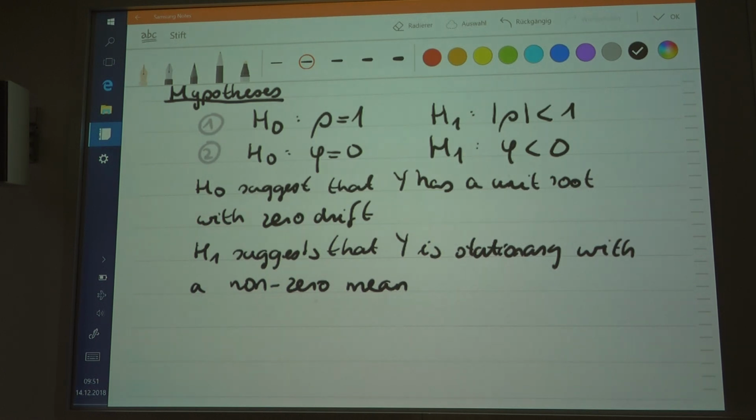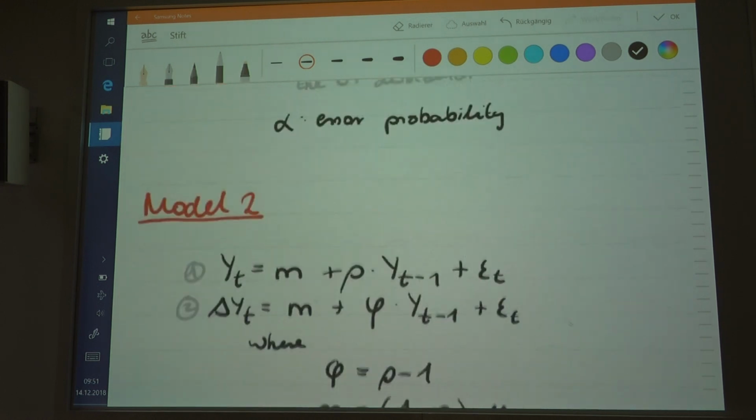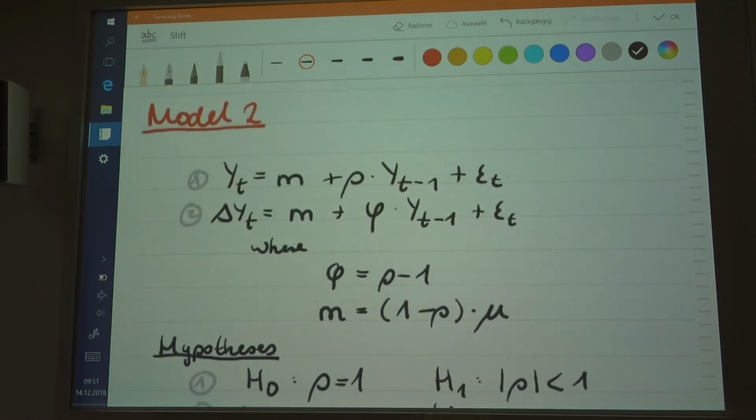So if you, for instance, test whether the interest rate process has a unit root or not, you would take model 2 instead of model 3, because the mean of the process would not be 0. But as I said before, whether you take model 3 or model 2 depends on the content.